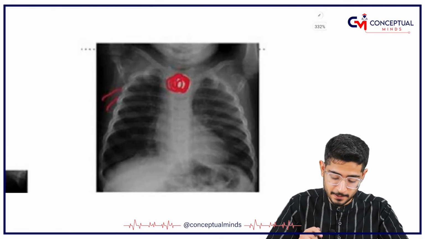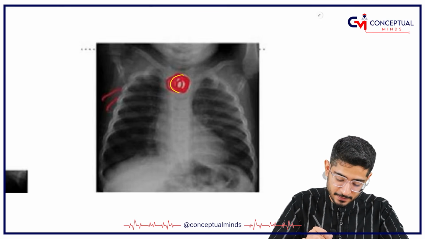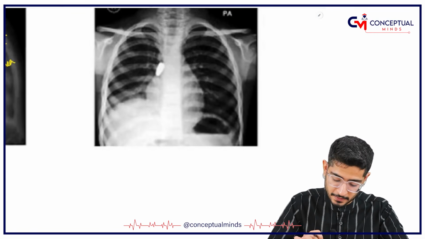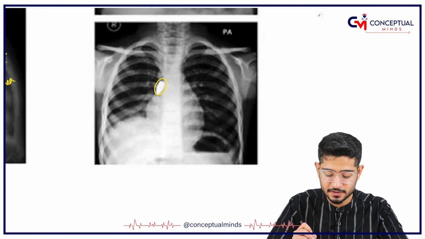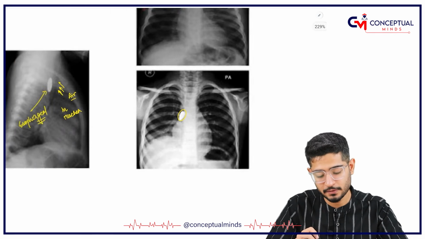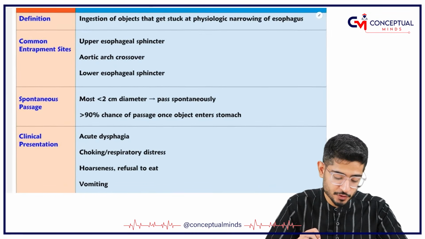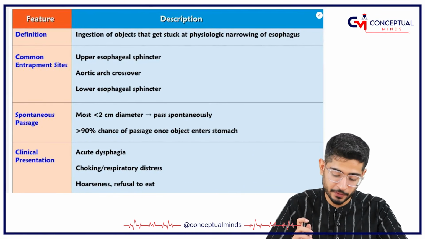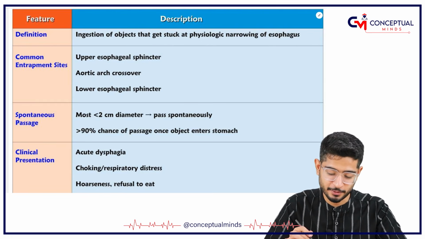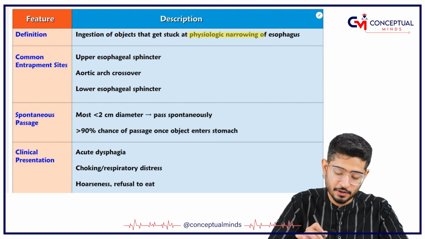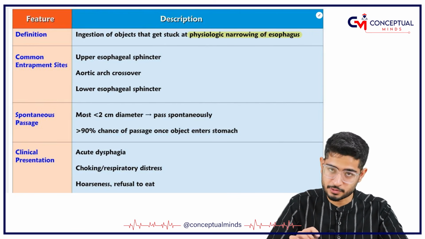But here, if there is obstruction like this also, and obstruction like this also, this is entirely suggestive of what? Entirely suggestive of esophagus involvement, esophageal foreign body. So this is the topic of discussion for today. There is no definition required for foreign body obstruction. It's just the physiological narrowing of the esophagus which occurs because of the foreign body lodgement.